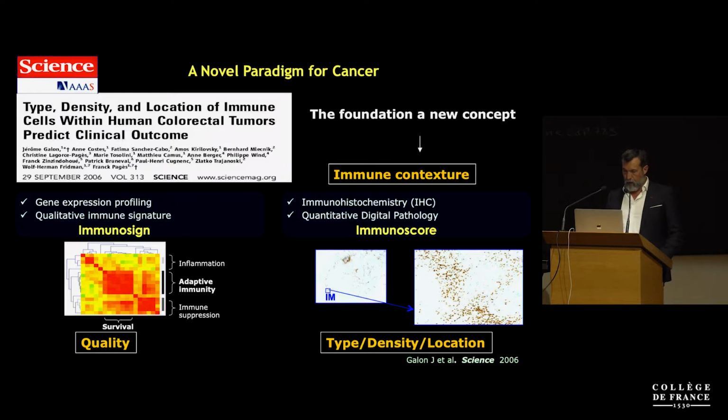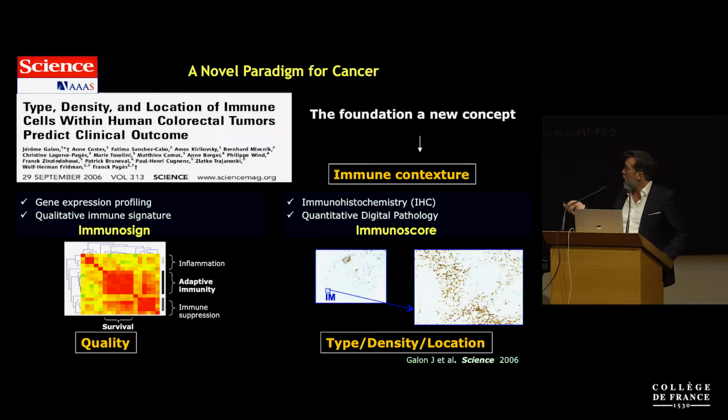And then the fourth parameter is the quality of the immune response that can be measured by, for example, immune signatures. And we showed that there is a core element of the adaptive immunity that is essential.